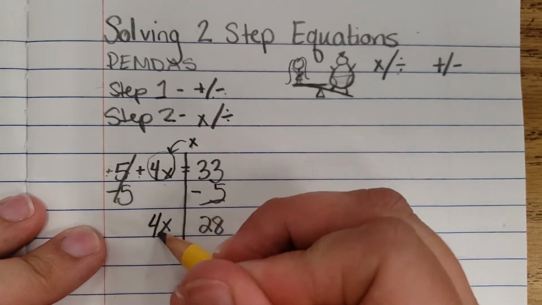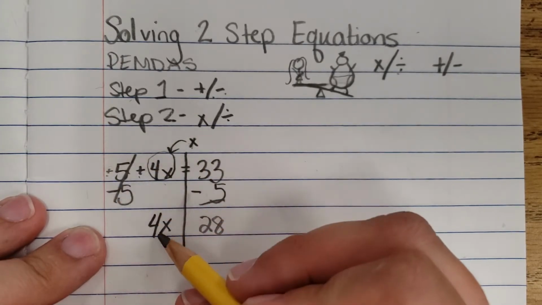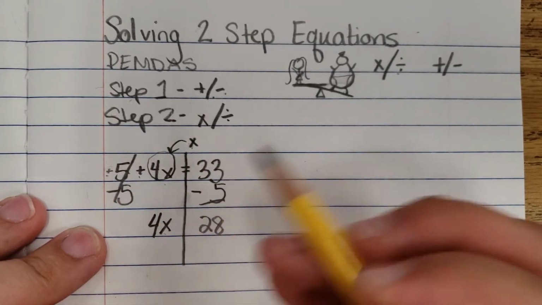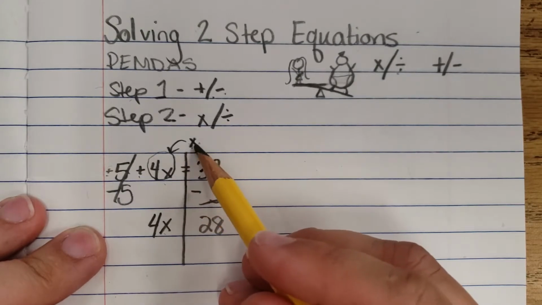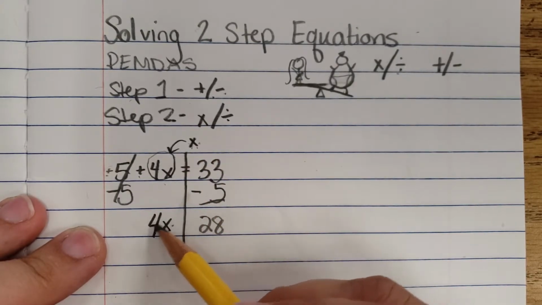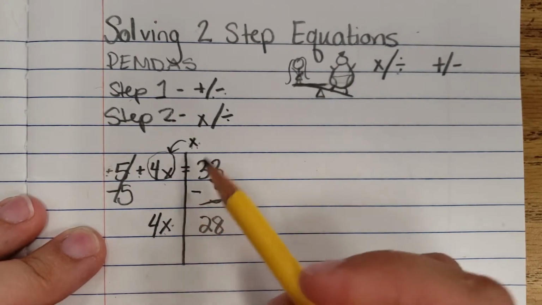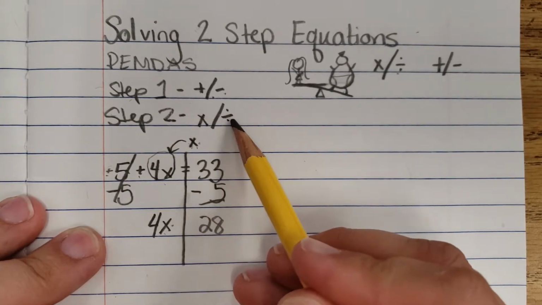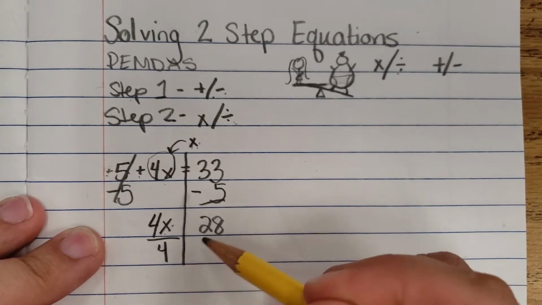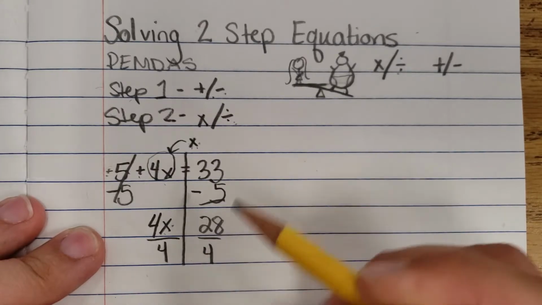So now we still have 4x on this side. We've canceled out the plus 5, and we've got 4x on this side. So remember, this is multiplication. 4 and x, when they're right next to each other like that, that's multiplication. So the opposite of multiplication is division. Divide by 4, divide by 4.